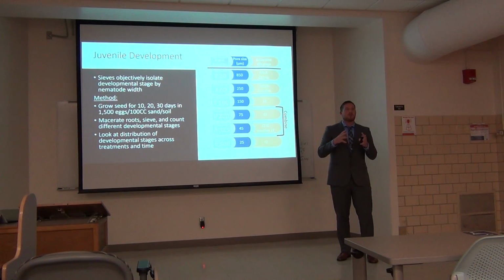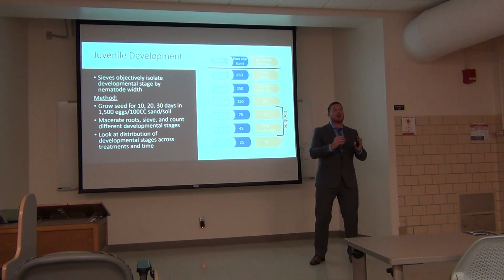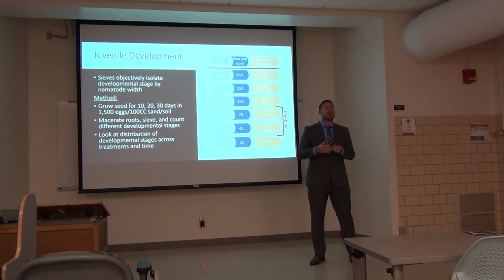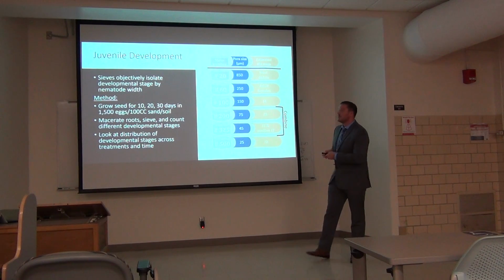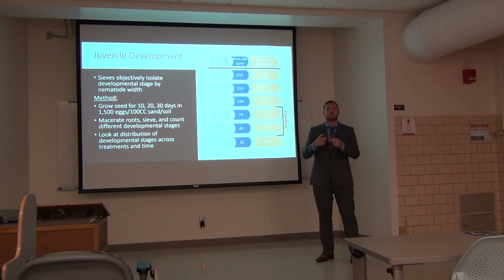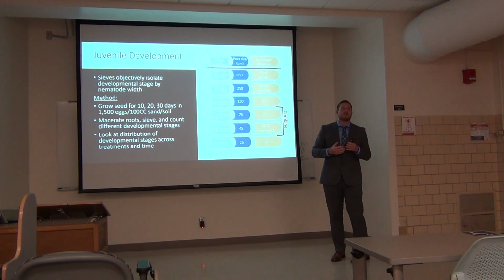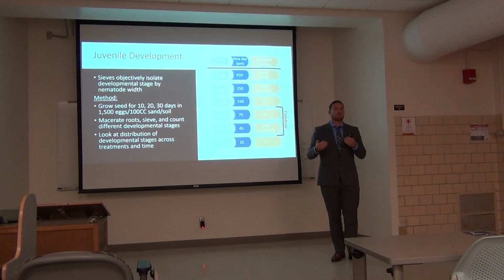We can grow these seed treatments in naturally infested soil and look at the development of it after 10 days of growing, say 20 days of growing, and 30 days of growing. Macerate the roots, pour that slurry into a sieve stack, flush water through it, and then count the number of nematodes that have been isolated on each one of those sieves. And then we can look at the distribution of those developmental stages across treatments and time.